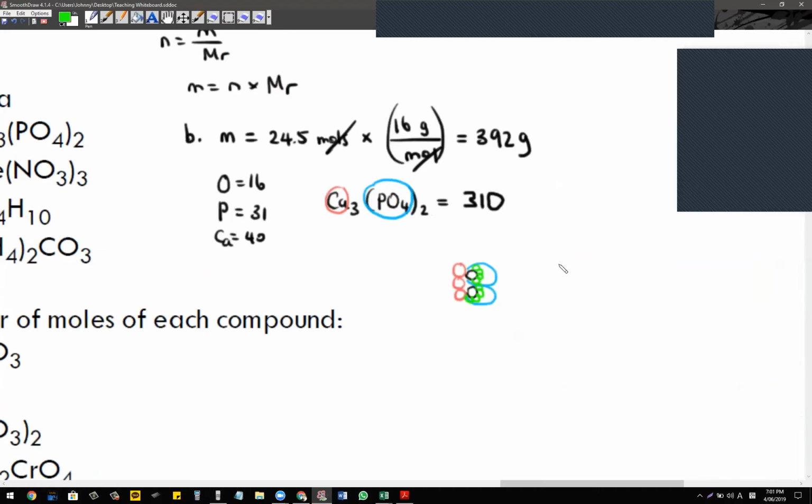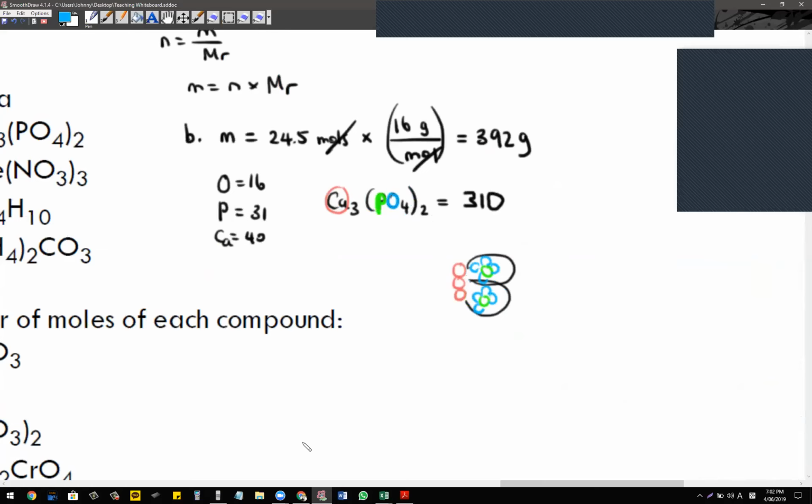Okay, so I need to make it a bit better actually. Let me use a different color. So P there, maybe green for P, blue for oxygen, okay? So it's like inside these 2 brackets. So 3 calcium, 2 brackets. You've got that, and that's surrounded by 4 oxygen. 1, 2, 3, 4, okay? So that's what it looks like.